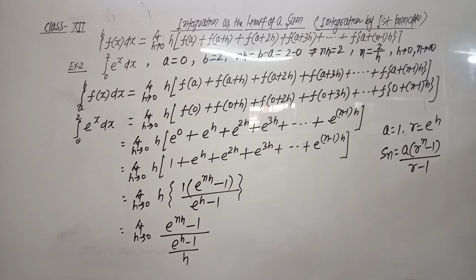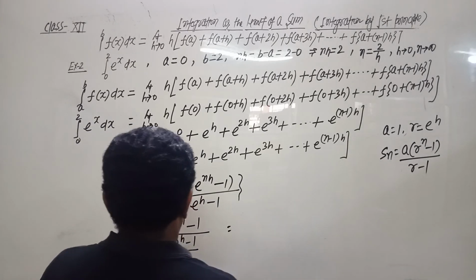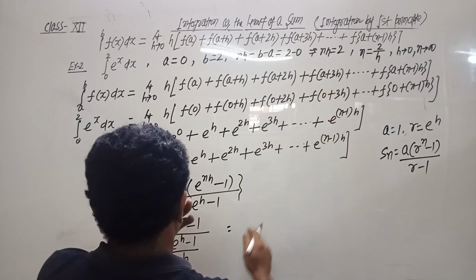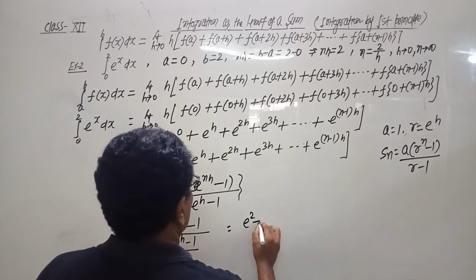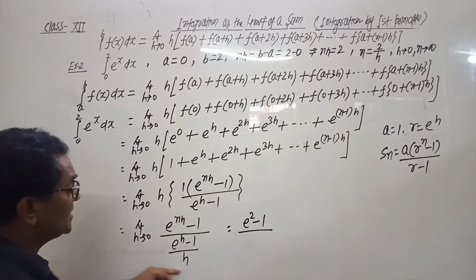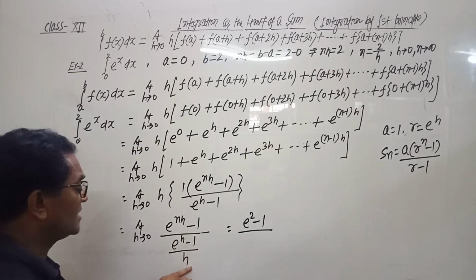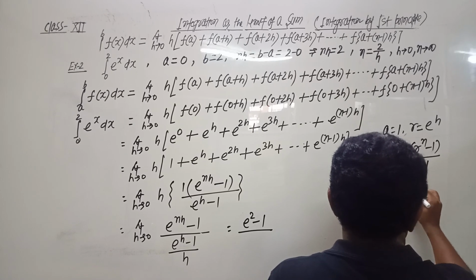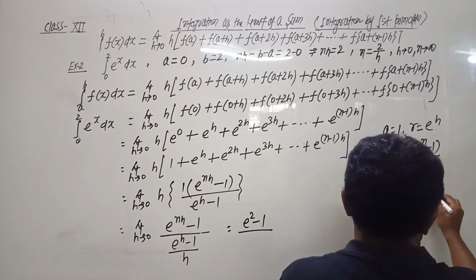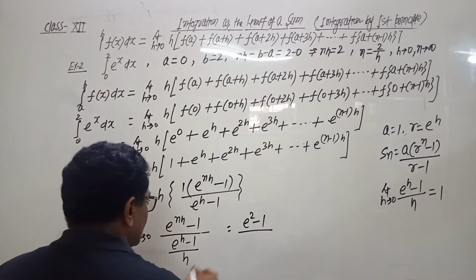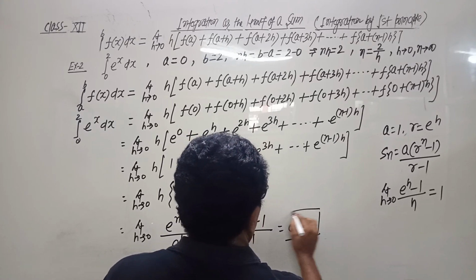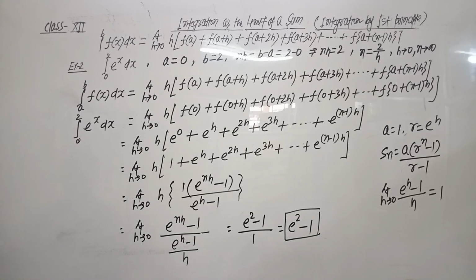And now we put the value of nh. The value of nh we have calculated is 2, so this becomes e raised to the power 2 minus 1 over limit h tends to 0 of (e^h minus 1) upon h. This is the formula: limit h tends to 0 of (e^h minus 1) upon h equals 1. So this entire term becomes 1, and the result we get is e raised to the power 2 minus 1. This is the answer of this question.